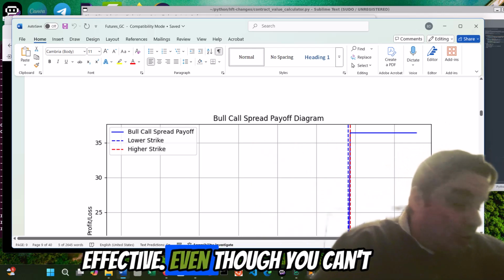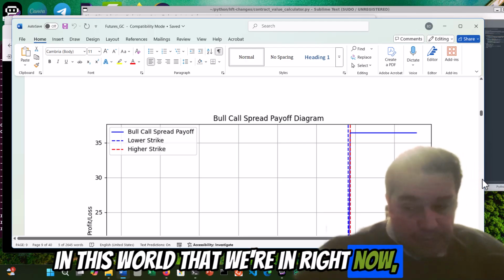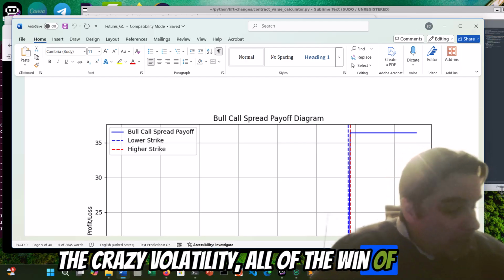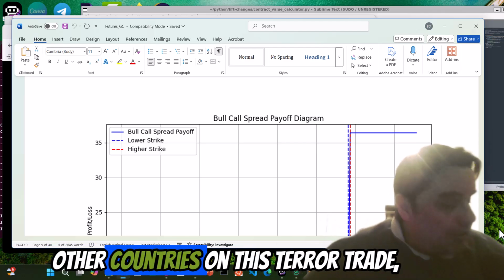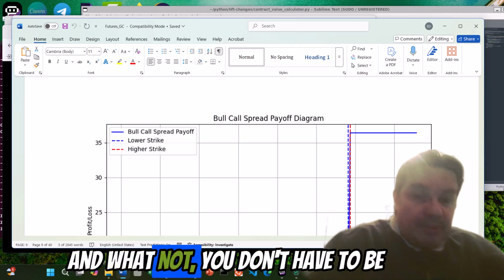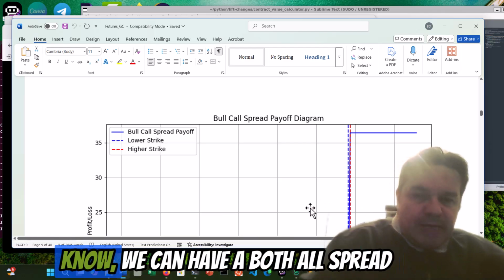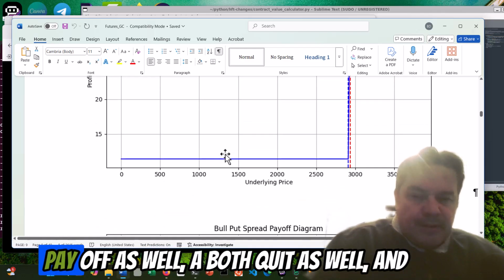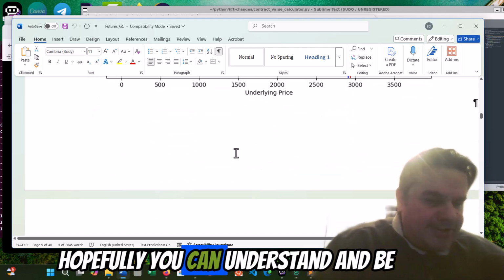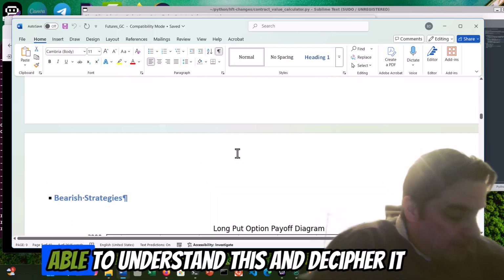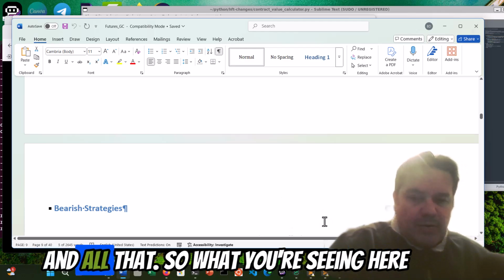That's more effective, even though you can't guarantee yourself anything. What I'm saying is you don't have guarantees in this world that we're in right now, with the crazy volatility, all of the whim of a president that can heavily impact things, and the responses from other countries on this tariff trade and whatnot. This is helpful. This is like a better insurance policy that's available to you. So again, here we can have a bull call spread payoff as well, a bull put as well, and hopefully you can understand and decipher this.